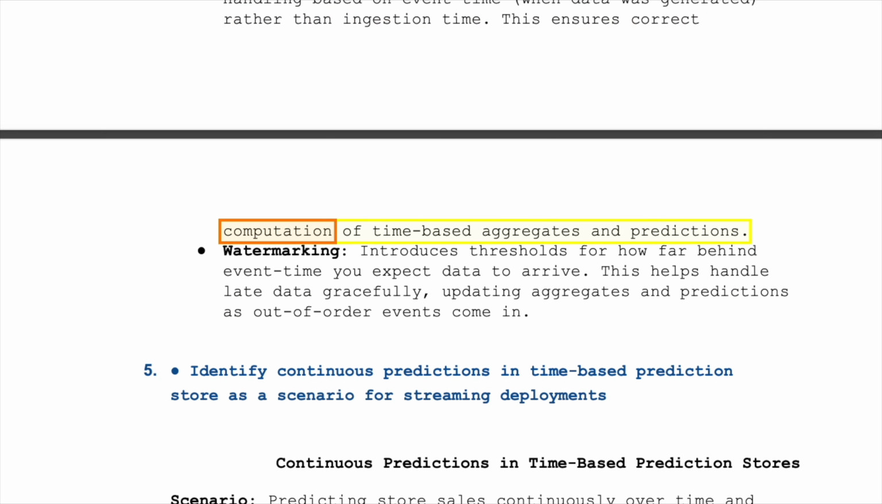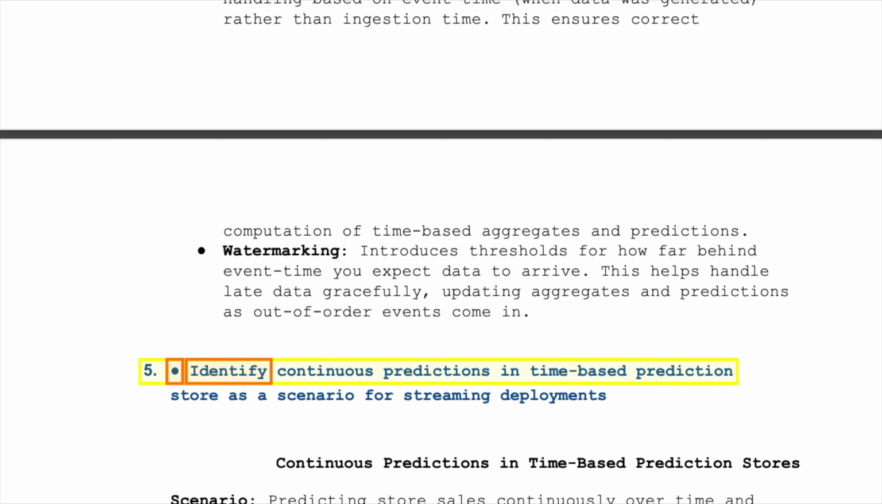This ensures correct computation of time-based aggregates and predictions. Watermarking introduces thresholds for how far behind event time you expect data to arrive. This helps handle late data gracefully, updating aggregates and predictions as out-of-order events come in.